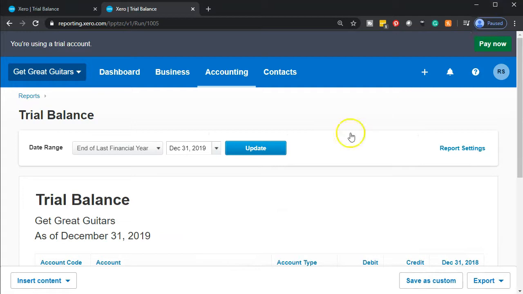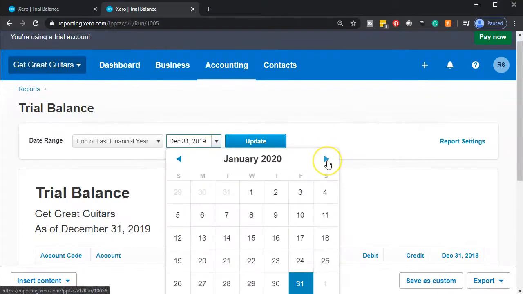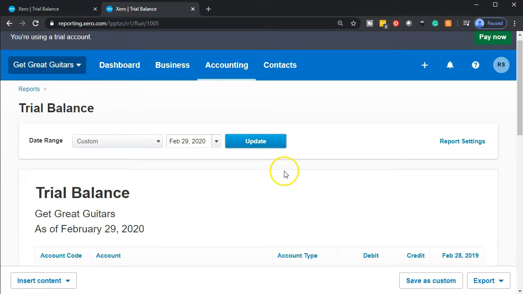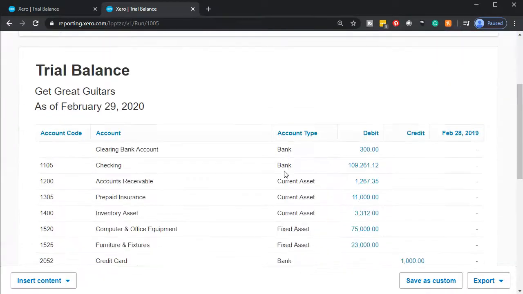All right, so let's take a look at it. We're going to again go into our trial balance over here. Let's bring the date on up to the current date we're working in, which is going to be February of 2020. So I'm going to update the trial balance. What's going to be the effect of the sales receipt? It's a fairly long report, a lot of accounts involved in it, but it's one of those reports that we're going to use a lot.